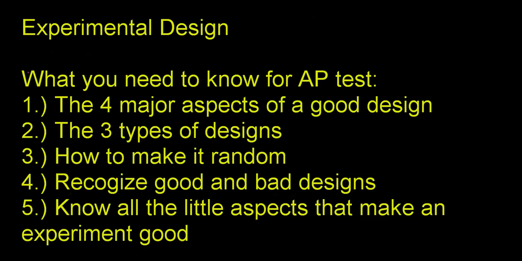First, you're going to need to know the four major aspects of a good design of an experiment. You're going to need to know the three different types of designs. You're going to need to know how to make an experiment truly random. You have to recognize good and bad designs, and you could recognize my spelling mistake there. I do make a lot of those, sorry. And you need to know all the little teeny tiny aspects that make an experiment good.